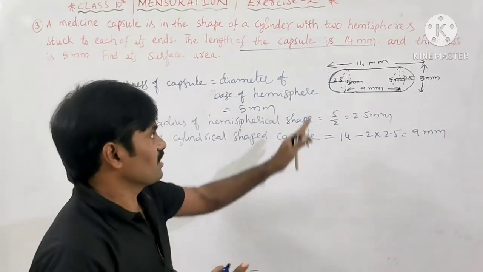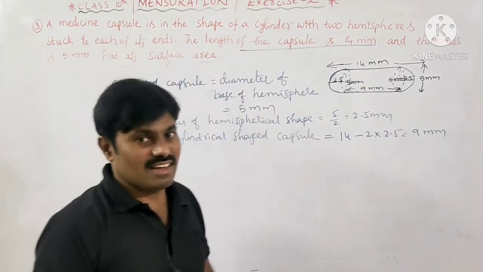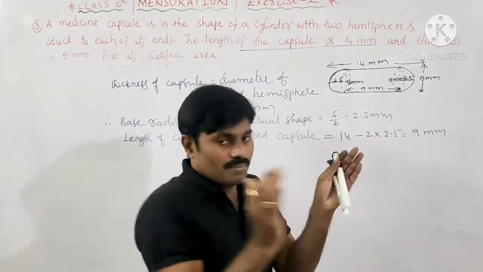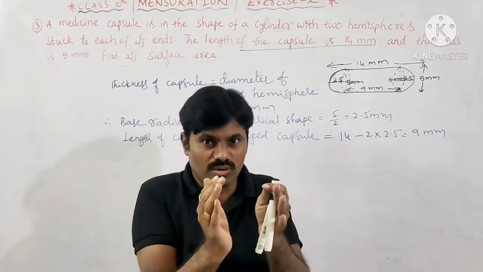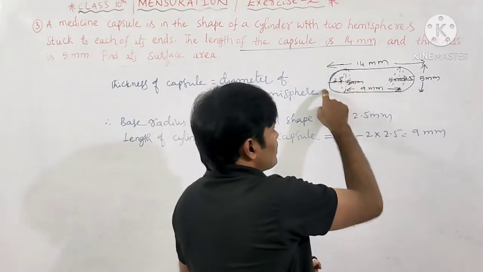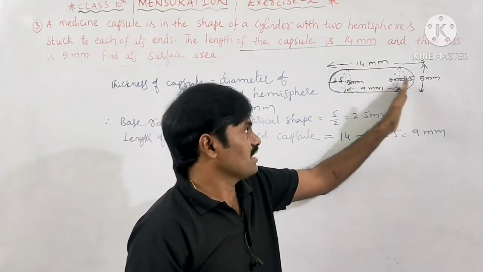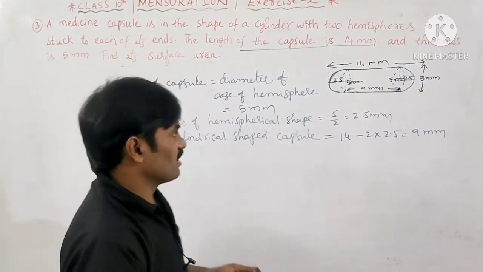Now what I want to find is its surface area. Again they ask surface area, which means total surface area. Since the two hemispherical shapes at the ends are stuck to the cylinder, the base is not visible, so we have to find the curved surface area of the left hand side hemispherical shape, the right hand side, and the curved surface area of the cylinder.